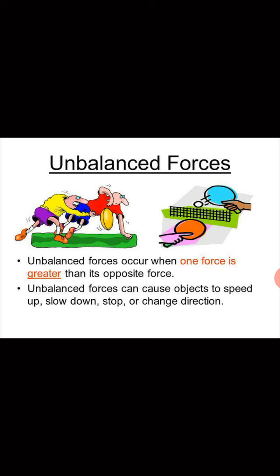So what are unbalanced forces? Unbalanced forces occur when there is a greater force on one side and on the other side there is less force. Now, when there are unbalanced forces acting on an object, the object can increase the speed, it can decrease the speed, or it can change direction also. So, an object cannot be stable, a person cannot be stable when there are unbalanced forces acting on him, or on the object.